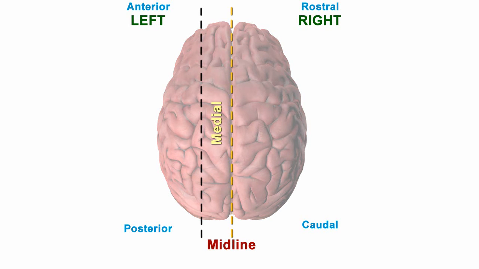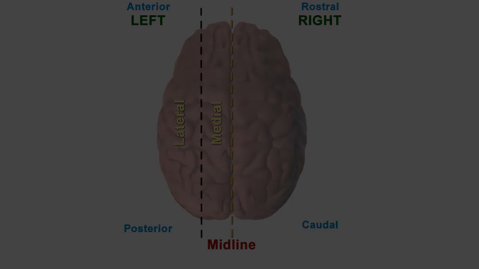It also gives us two other terms we can use to describe the position of structures. Anything close to the midline is termed medial, Latin for middle, while anything towards the outer edge is termed lateral, Latin for side. And like the terms superior and inferior, they can be used to refer to how structures relate to each other. So the medial geniculate body is closer to the midline than the lateral geniculate body, although they actually sit right next to each other.